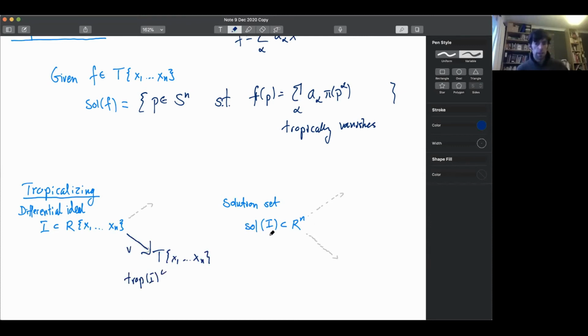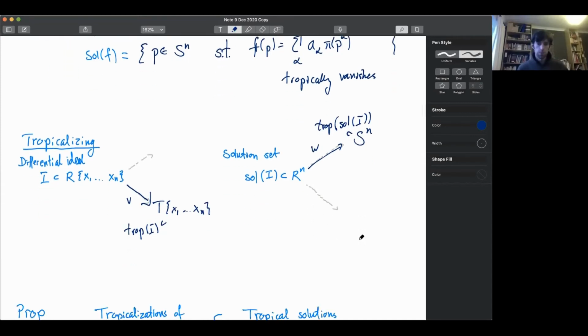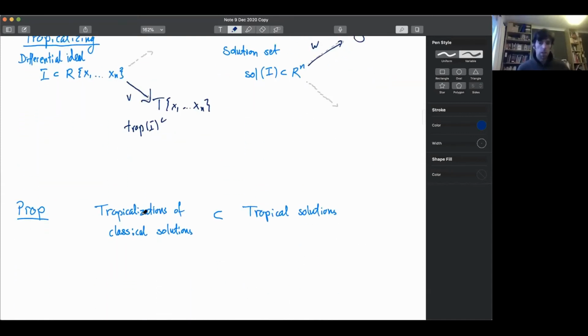And the tropicalization of I is basically the image in there. And given the solution set, I'm going to take the upwards path. I'm going to apply W component-wise to get to S to the N. And the tropicalization of the solution set sits in here. And then the proposition is that the tropicalizations of classical solutions, if I think of this as a set, sits inside the set of tropical solutions.